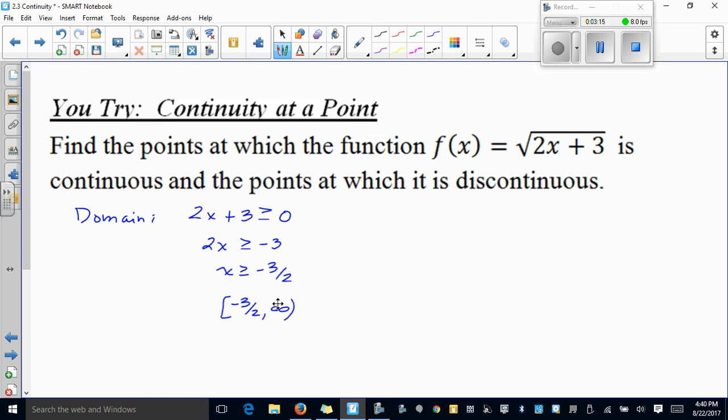Anything prior to that, so this is the continuous part, anything prior to that is going to be not continuous, because this guy goes off to infinity. So not continuous is going to be negative infinity to negative 3/2. But in all reality, this is where the domain is not defined. So it's not that it's not a continuous function, it's a continuous function in its domain.